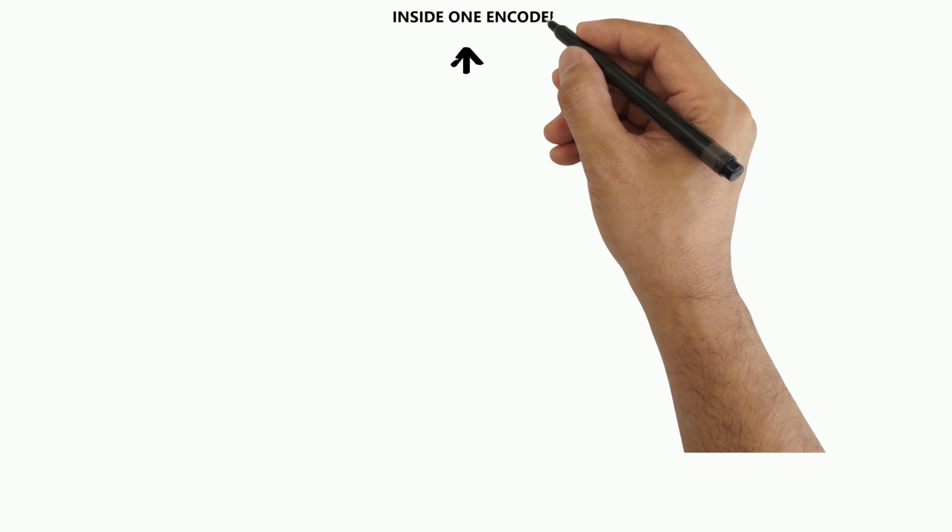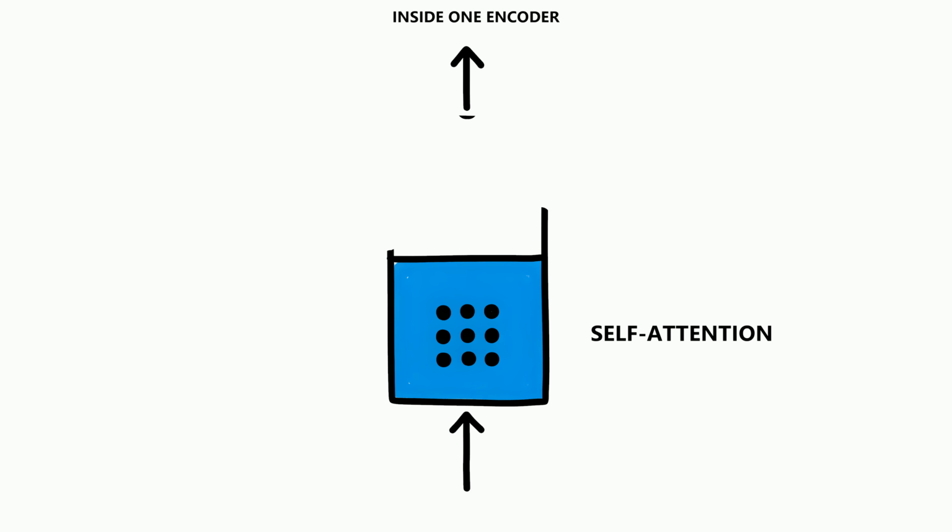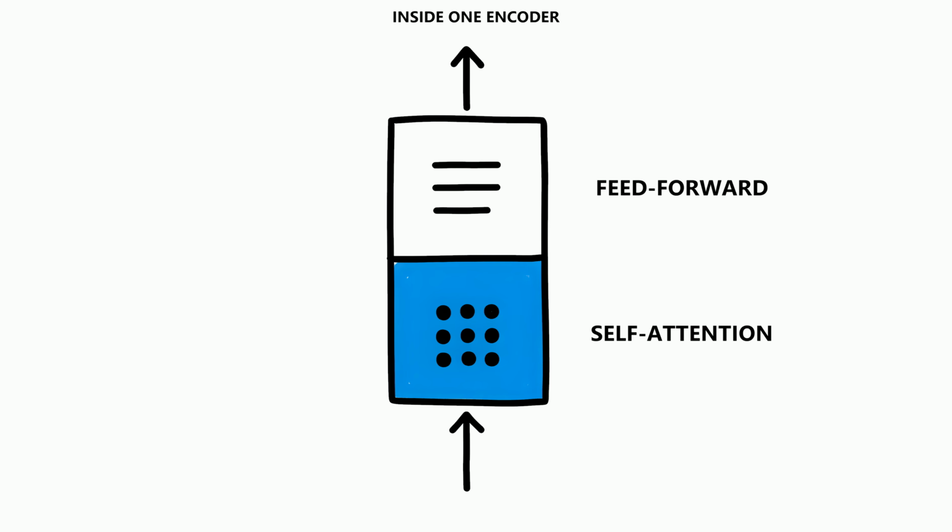Every single encoder in the stack has the exact same internal structure. 2 smaller steps inside it, we'll call them sublayers. First, a self-attention layer, which lets each word look at every other word in the sentence to build context. Second, a simple feed-forward network applied to each word independently. We'll unpack both of these in detail in upcoming parts.